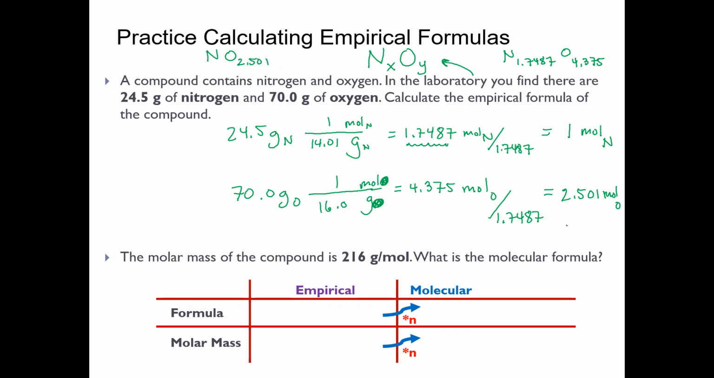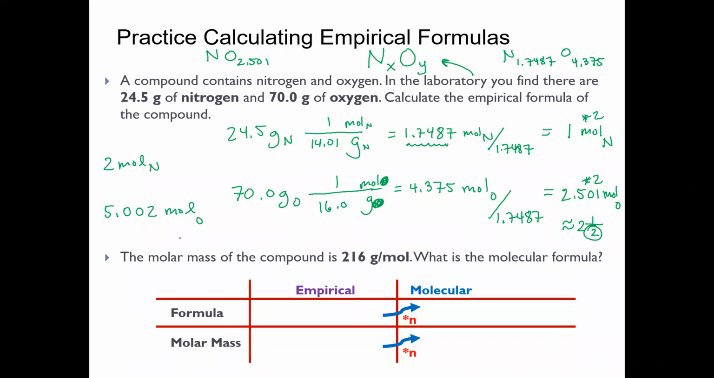What I like to do is to think of these as fractions instead of decimals. So this is approximately 2.5. And if we want to scale a fraction up to be a whole number, we want to multiply by whatever our denominator is. So let's scale this by multiplying by 2, scale this by multiplying by 2. We end up with 2 moles of our nitrogen. And 5.002 moles of oxygen.